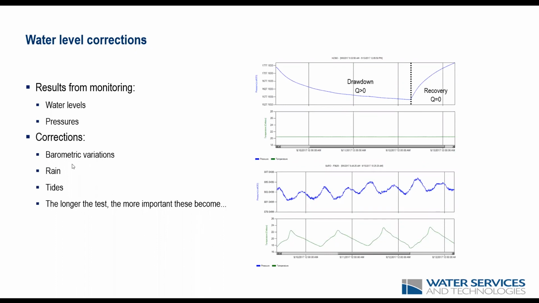The typical correction that we do is correcting for variations in atmospheric pressure. So we'll have, for instance, a barometric pressure transducer, which will measure this variation, and we use that to correct the readings we get from the other data loggers. But depending on the duration of the test, we may also need to correct it for rain, although we should always avoid running tests when it's raining, especially heavily. And of course, in coastal zones, we'll have to account for the tides when we are doing these corrections.